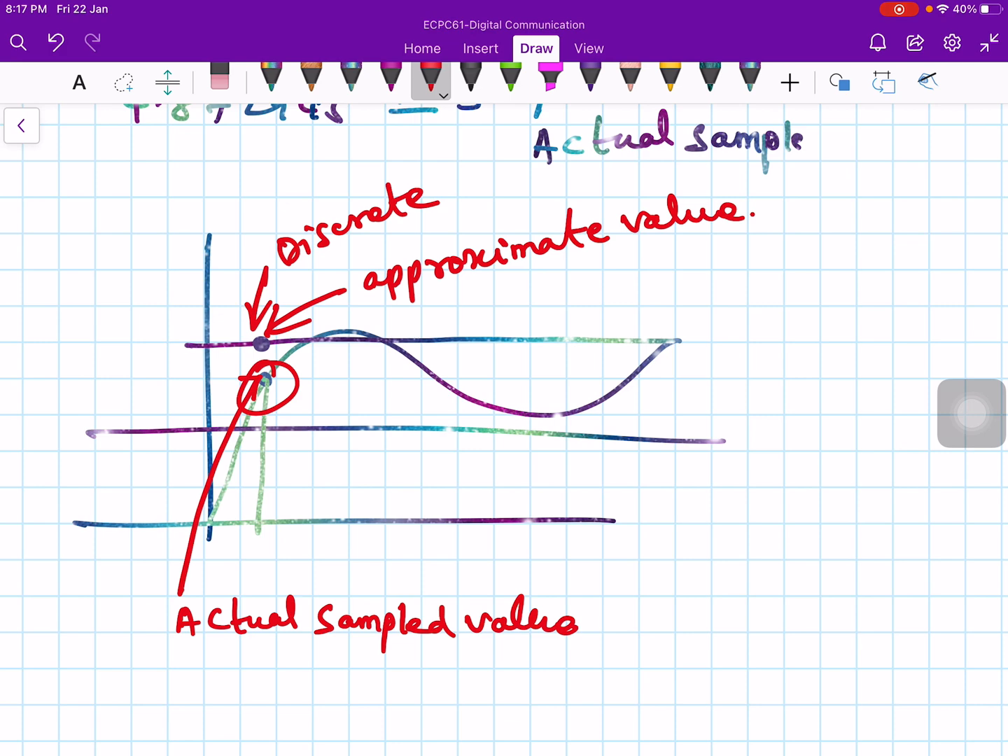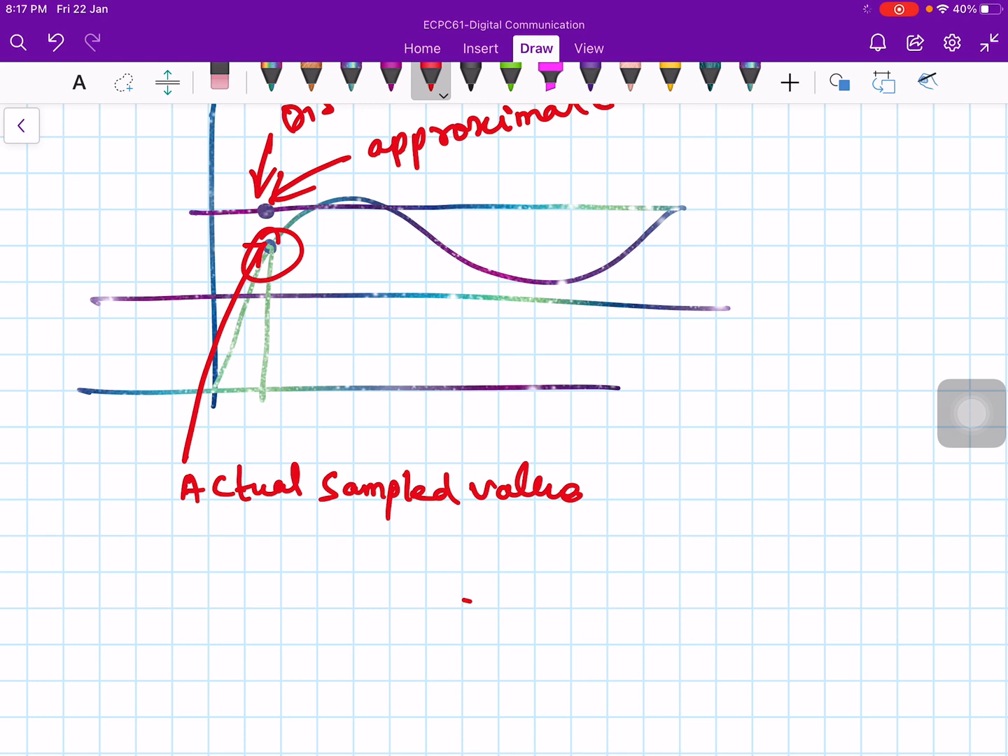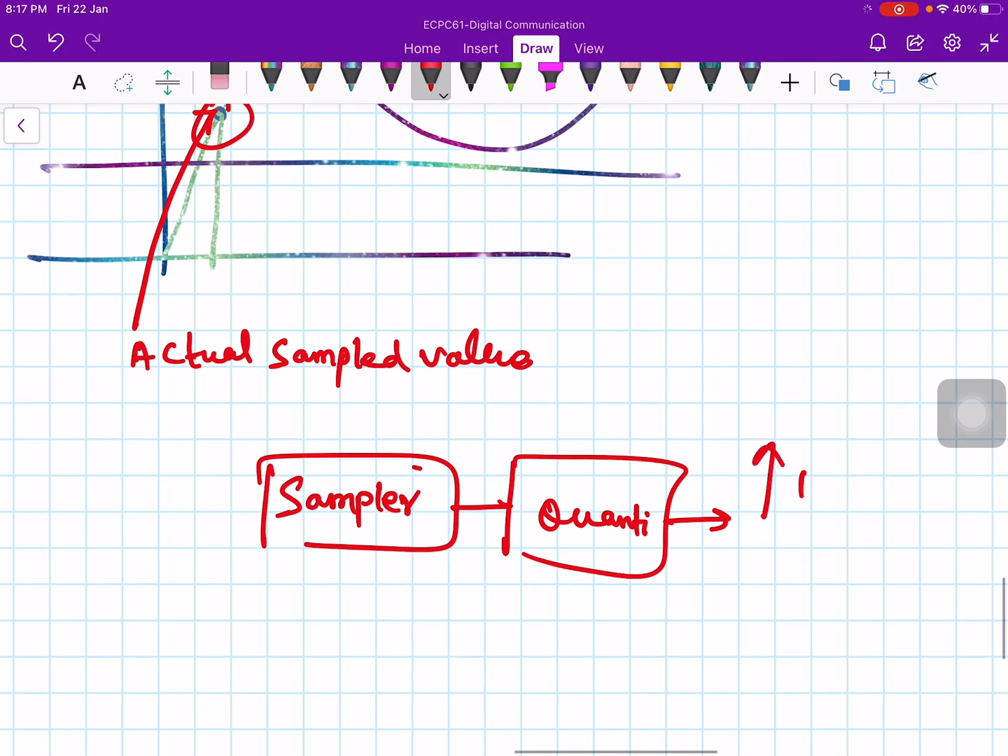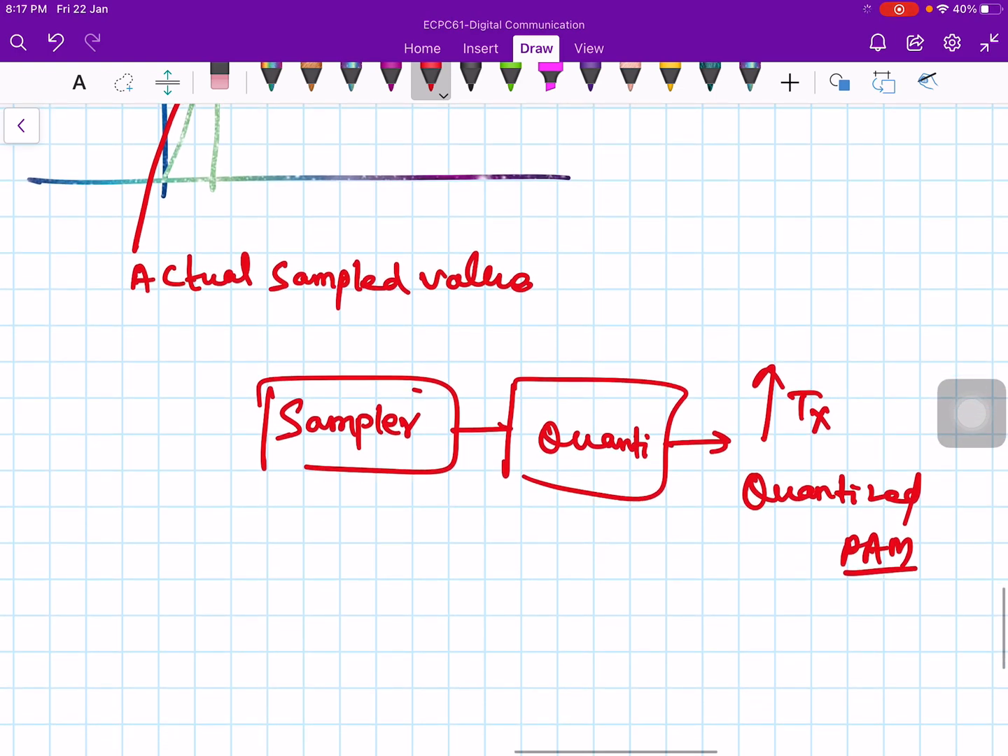Instead of PCM, what you get is a quantized PAM. The output of the sampler is given to the quantizer. The output of the quantizer you can directly transmit, not an issue. If you transmit directly, then what you are actually transmitting is digitized PAM, that is, quantized pulse amplitude modulation. It is not pulse code modulation. If you want to transmit the quantizer output directly, you could do that.